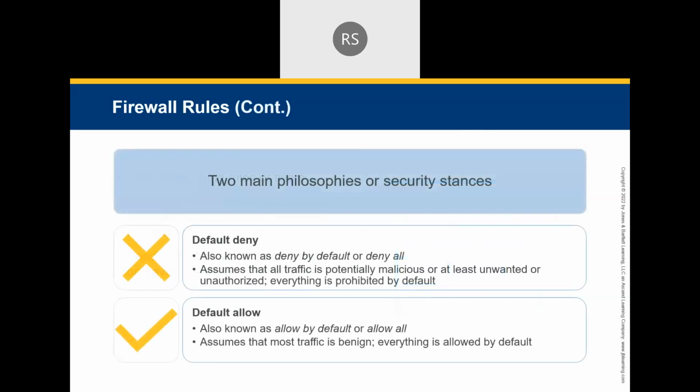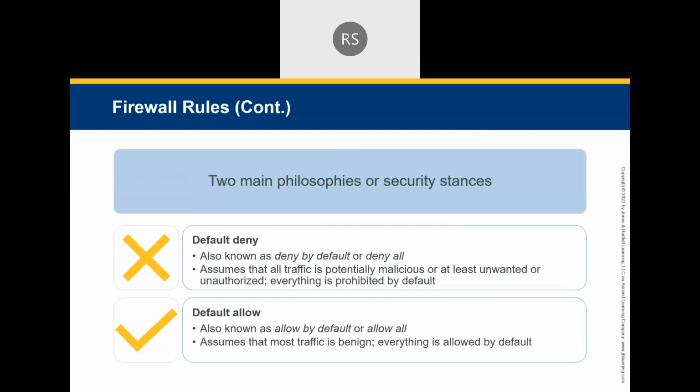Now, there are two main philosophies or security stances we'll talk about: default deny and default allow. So these philosophies dictate how the system responds to network traffic, and they're pivotal points in shaping the security posture of an organization. So default deny. This is also known as deny by default or deny all. So the default deny philosophy operates on the assumption that all traffic is potentially malicious or at the very least unwanted and unauthorized. So in this approach, everything is prohibited by default.